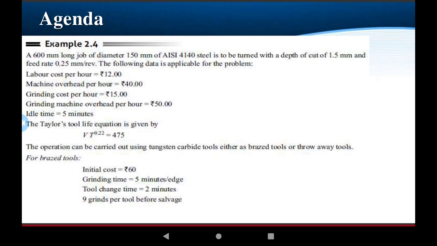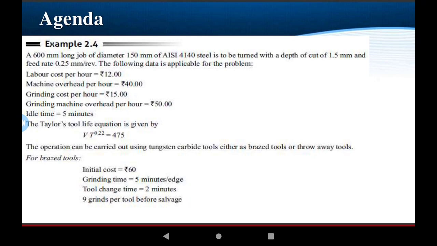The problem is a 600 long job of diameter 150 of AISI 4140 steel, to be turned with a depth of cut of 1.5 mm and feed rate 0.25 mm per revolution. The following data is applicable for the problem.